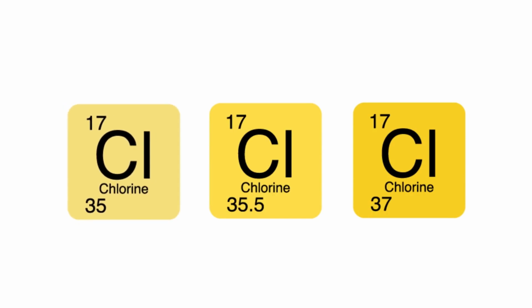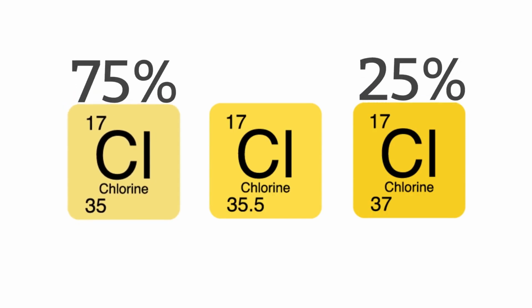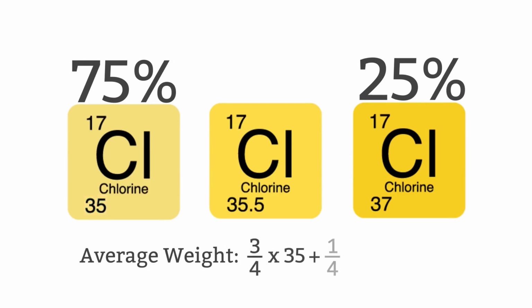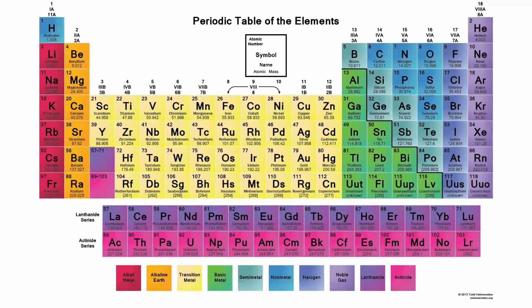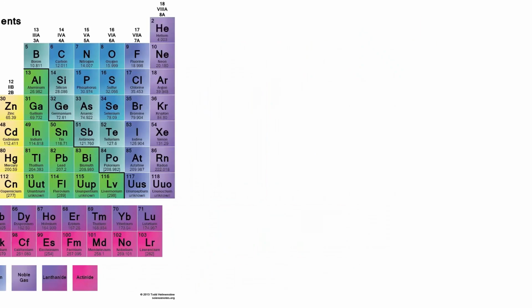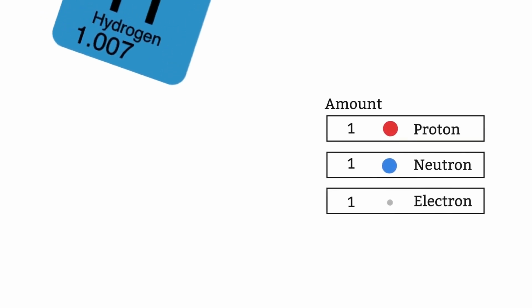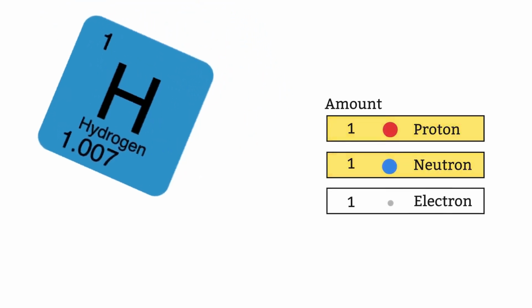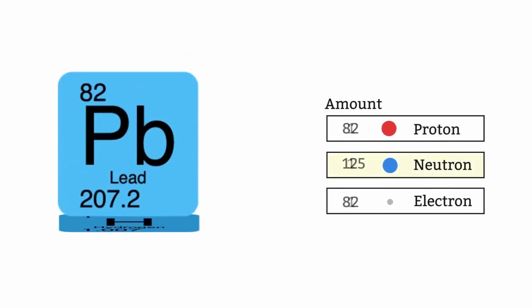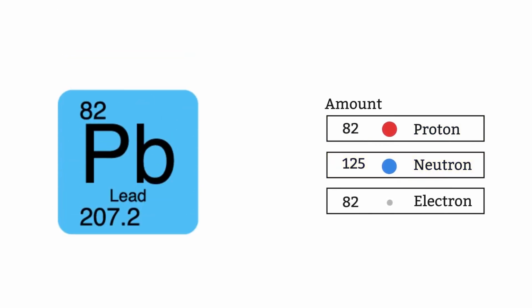Chlorine-35 is 3 times as common as chlorine-37, so the average weight is 3/4 times 35 plus 1/4 times 37, which gives 35.5. Look at the periodic table. Which other elements have mass numbers that are not whole values? The lighter elements have roughly the same number of neutrons as protons, but heavier elements tend to have more neutrons to glue the nucleus together.